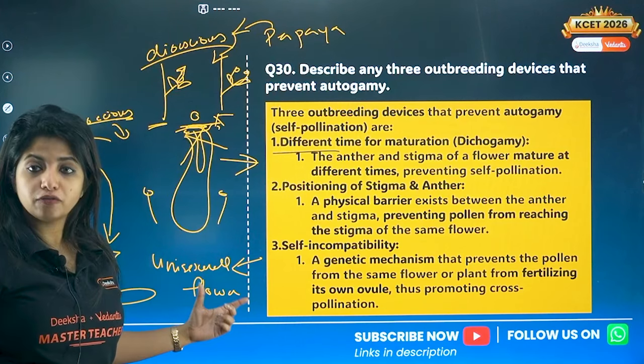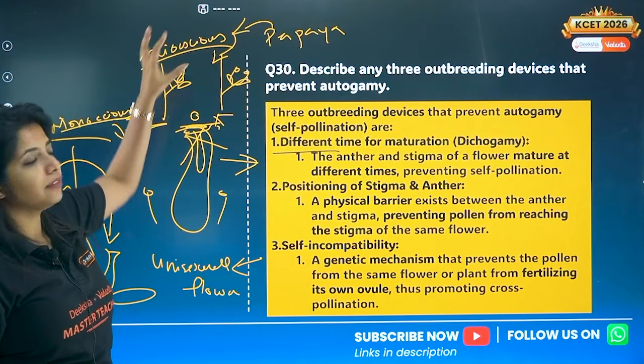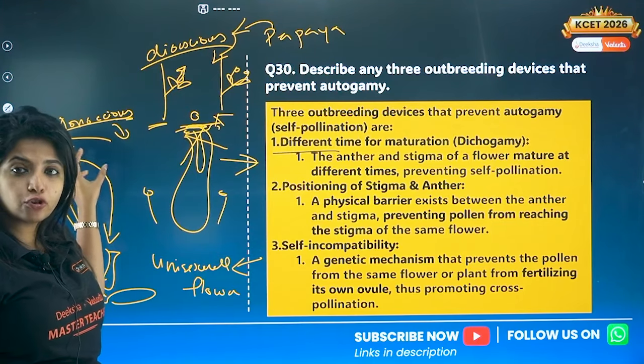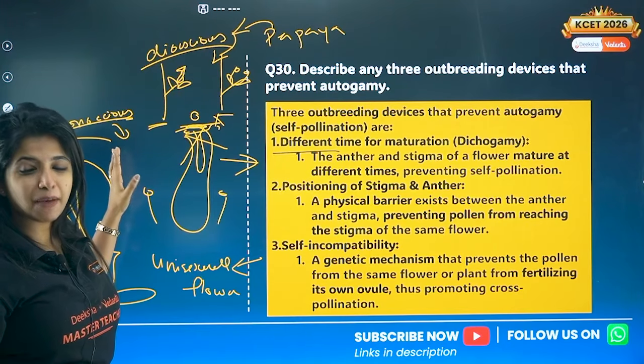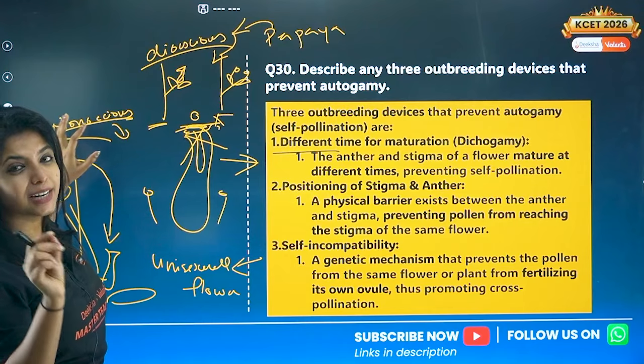So unisexual flower formation is also one thing. In that you can have dioecious, an example is papaya, or it can be monoecious, but in monoecious it can still happen, but it is limited to certain levels, that's all.